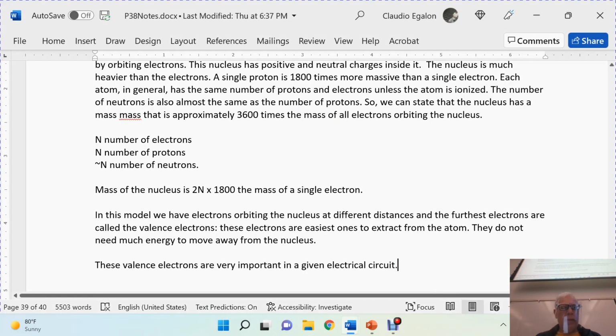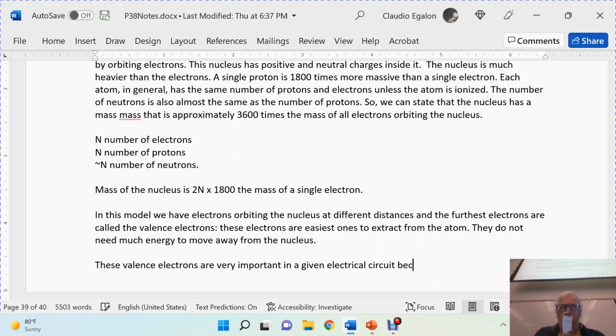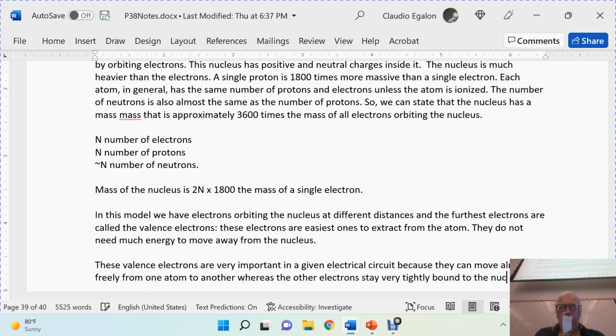So I'm gonna put that here. These valence electrons are very important in a given electrical circuit because they can move almost freely from one atom to another, whereas the other electrons stay very tightly bound to the nucleus.